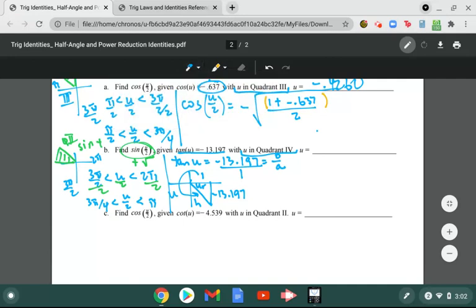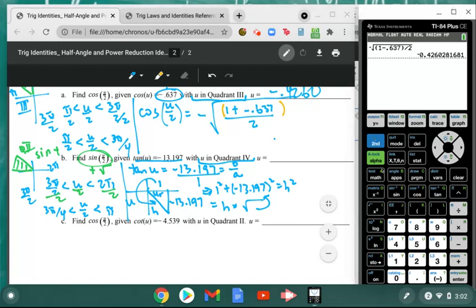There we go. Okay, so using my Pythagorean theorem, 1 squared plus negative 13.197 squared is equal to hypotenuse squared. So my hypotenuse is equal to the square root of that. Let's go ahead and put that into our calculator. So I've got the square root of 1 plus, I don't need that negative sign because I'm squaring it, 13.197 squared.